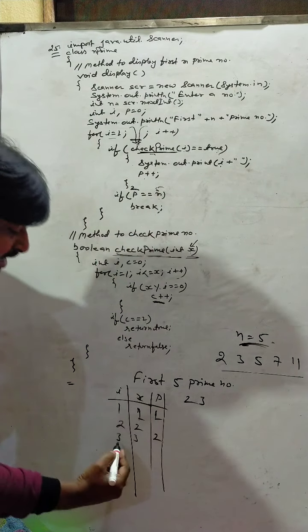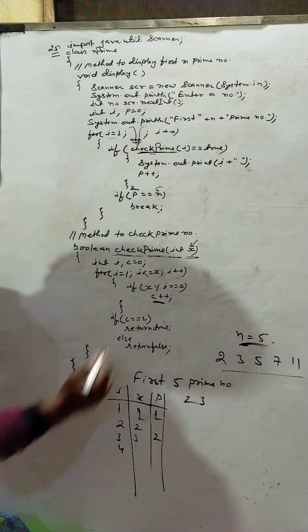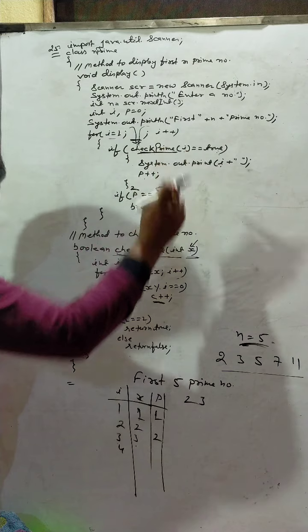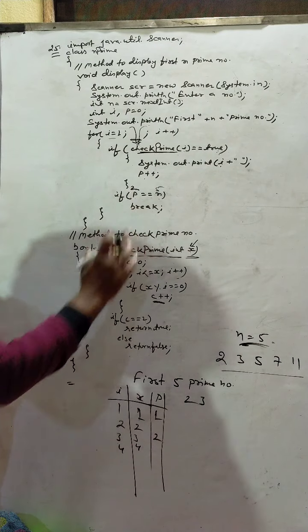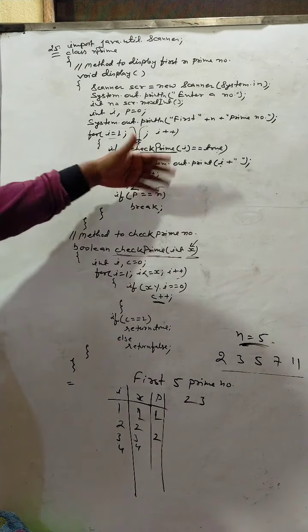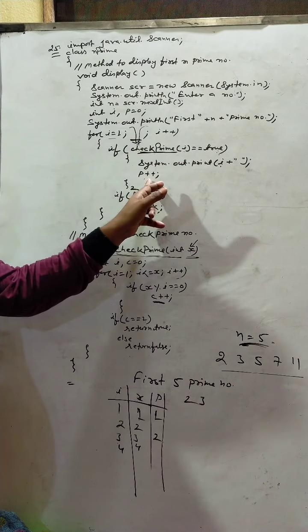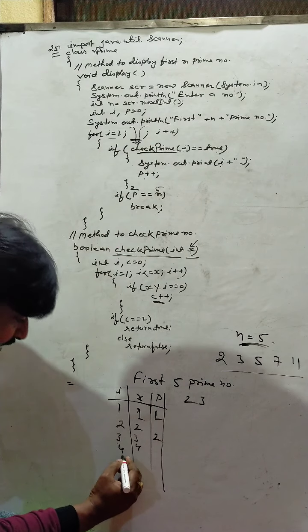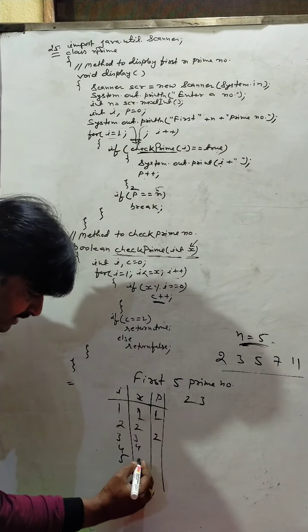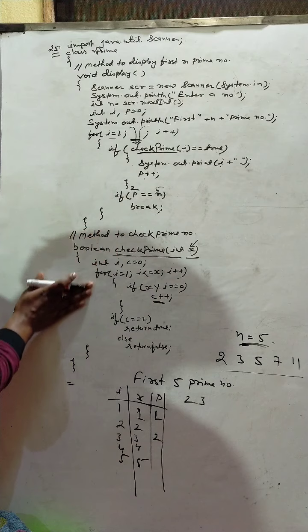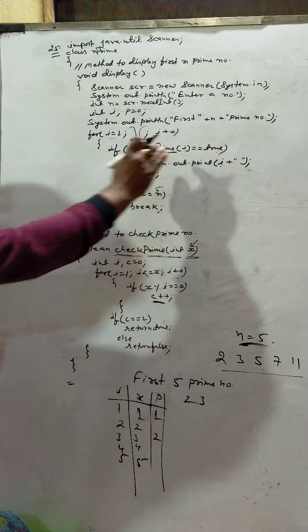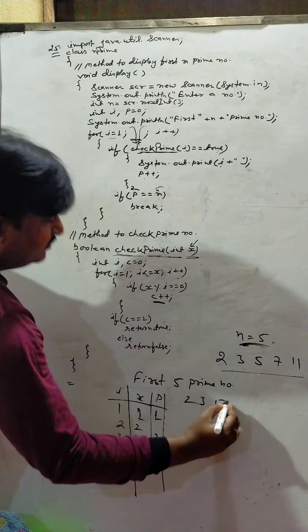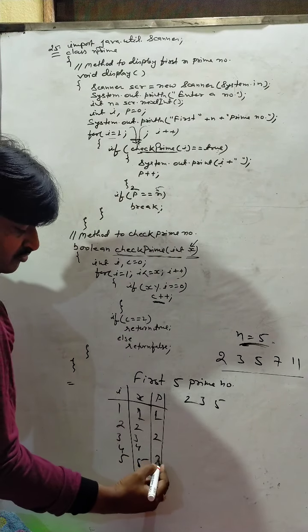So again i plus plus, i is 4. We have passed 4 to the function check prime, the value of x is also 4 and we know 4 is not prime. So it will not execute and the value of p is also not increased. Again i plus plus, then this means 5, the x is also 5. We know 5 is a prime number, so this time this condition is true, 5 will be printed and the value of p will be increased up to 3.